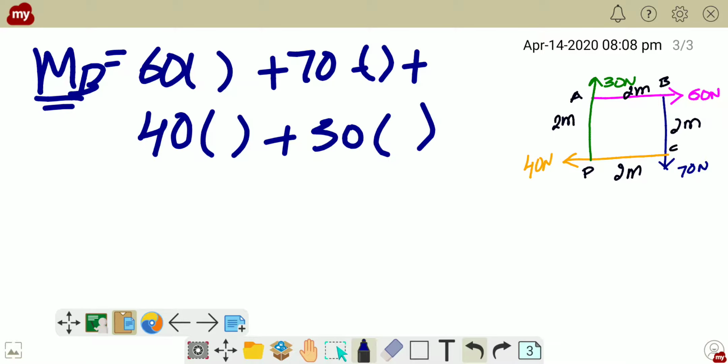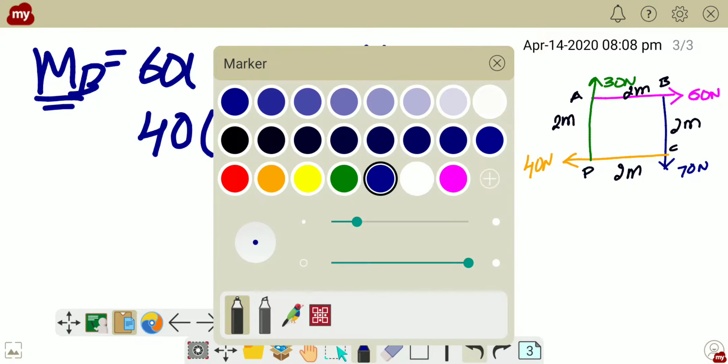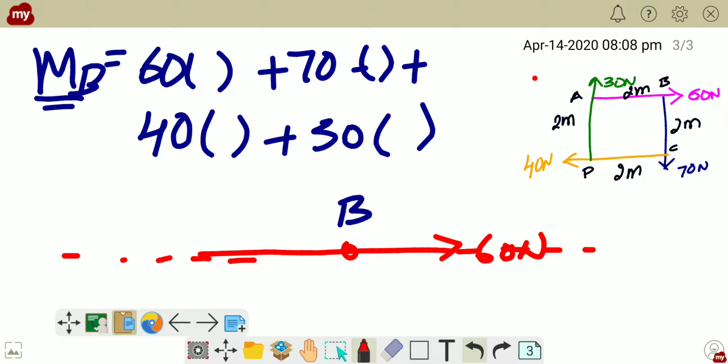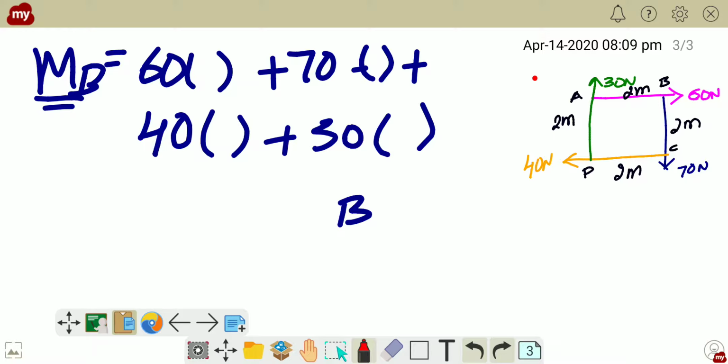So, taking point B, and let us choose a different color. From point B, let us go for each and every force individually. What is the distance between the 60 newtons force and B? B is the point which is directly lying on the 60 newtons force. So let us write the line of action of force. This is the line of action of force, and what would be the distance between the line of action of force and the point where the moment is required? The distance is 0. So it is obvious that the moment obtained at B when 60 newtons is applied is 0.